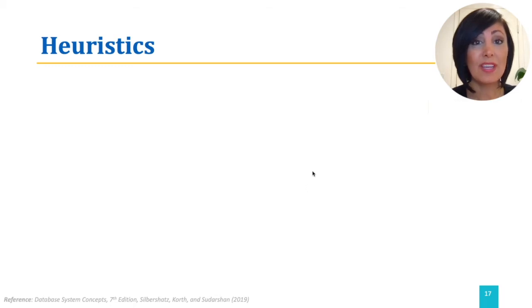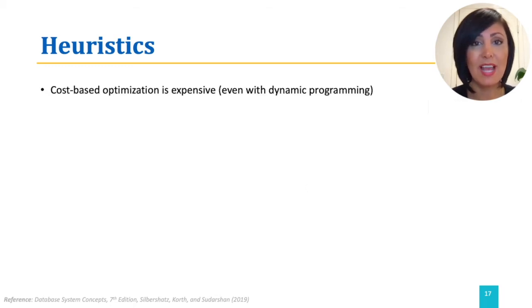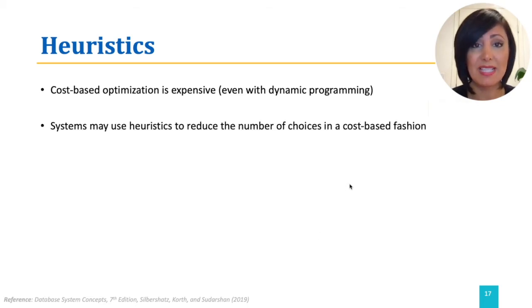As we observed in the example of join optimization, cost-based optimization is expensive, even using dynamic programming. So, the database management systems, while implementing cost-based optimization, may also bring in heuristics to reduce the number of plan choices in their cost-based optimization.